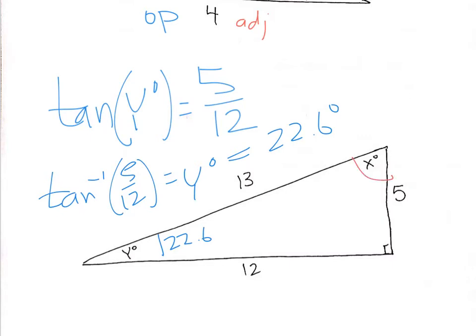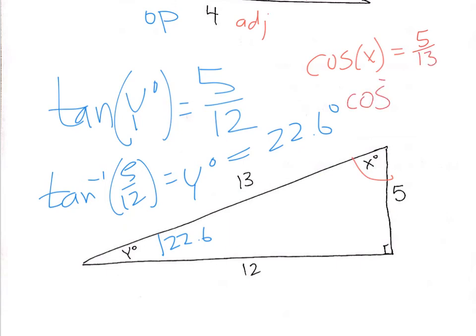When we go to solve for x, we could say something like cosine of x degrees. Now, if you know all the sides, I could have used cosine, I could have used sine, I could have used tangent. It's up to you. Cosine is adjacent over hypotenuse, and for this angle, this is the adjacent, this is the hypotenuse. So we could say cosine of x degrees is 5 over 13.